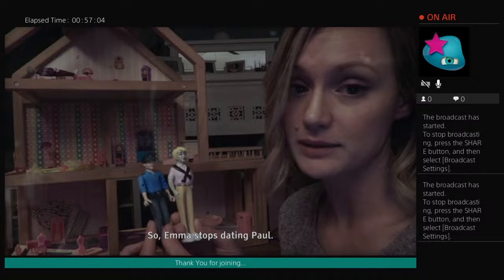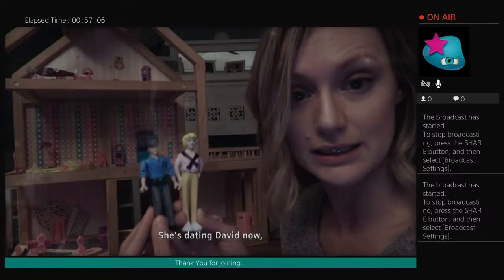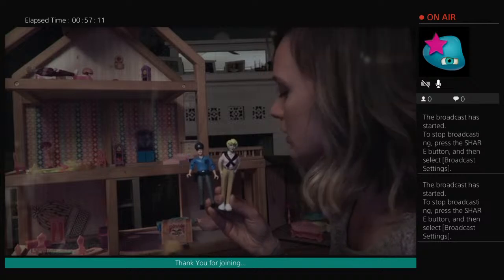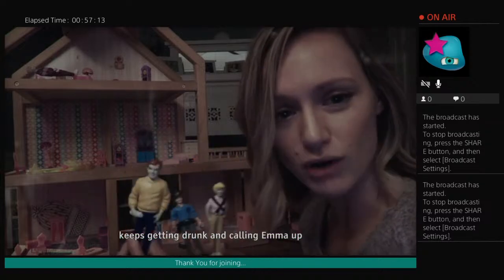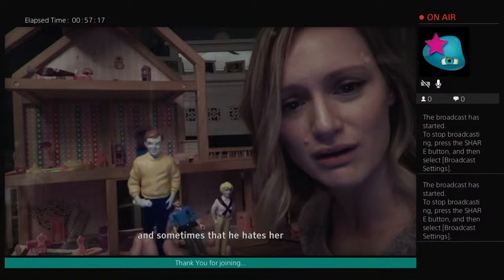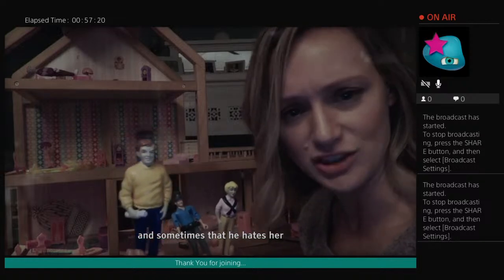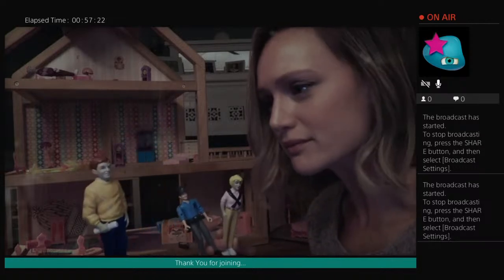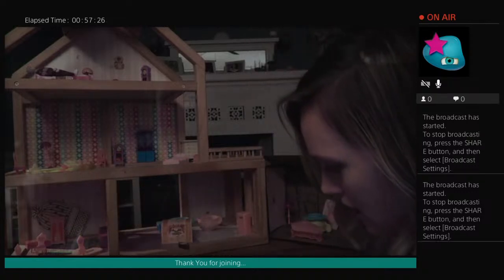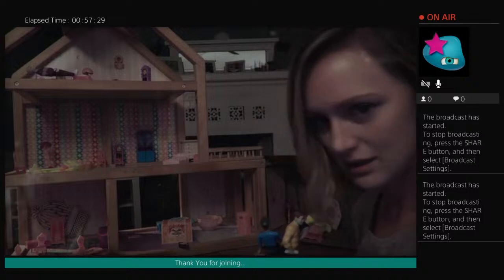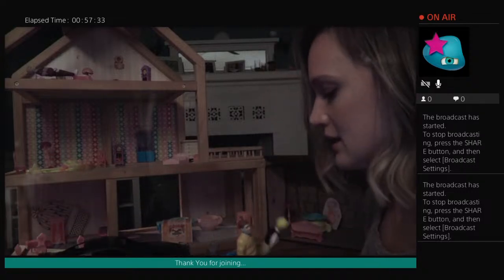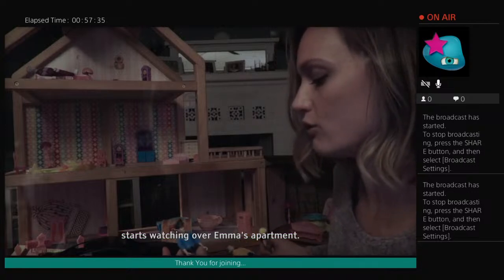So, Emma stops dating Paul. She's dating David now. But Paul keeps getting drunk and calling Emma up and telling her that he loves her, and sometimes that he hates her. And so David commits vehicular manslaughter over Emma's apartment.